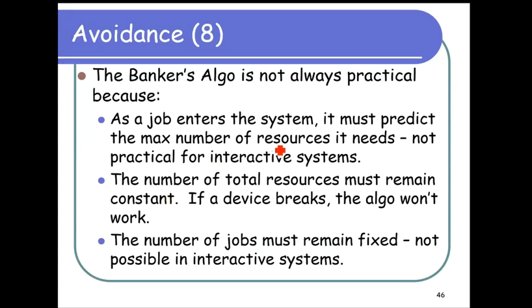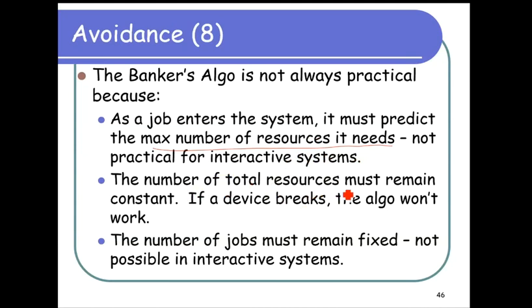As a job enters the system, it must predict the maximum number of resources. As a job enters the system, you might never know. Maybe your files may be added a lot. If you're coding and you add a data structure, or you want to do a simulation, maybe in the future when you add some commands, some lines to do jobs, it becomes bigger and bigger. So you can never know what is the maximum number of resources you need. Not practical for interactive systems.